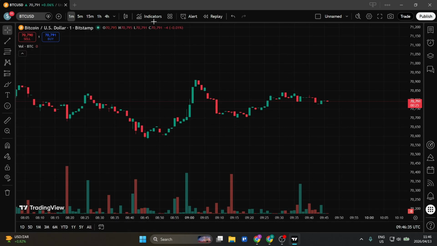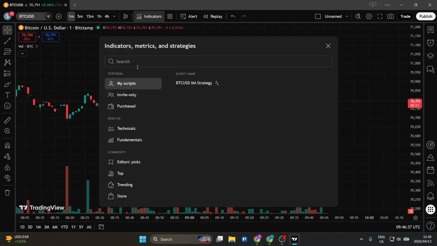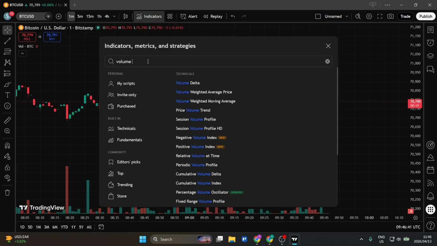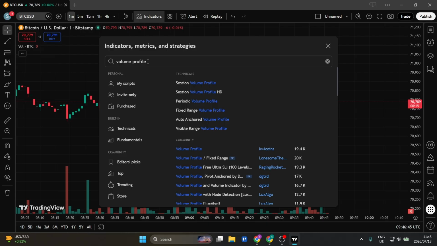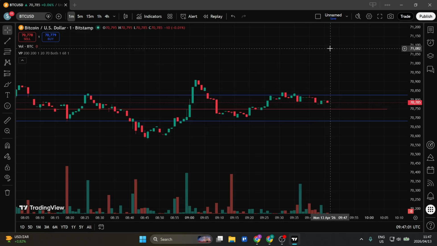So what we need to do is go into indicators. We're going to look for volume profile. Just dial it in there and you'll see quite a few options, okay? If you go to community, you'll be able to see quite a couple, but what I am going to be using for this example is the KV4 coins. Go ahead and click on that, and it will then add that volume profile indicator to your chart.